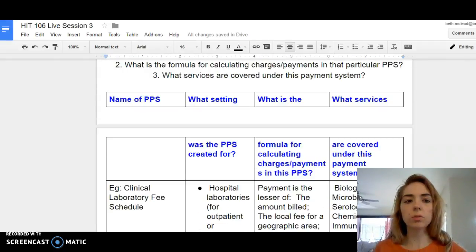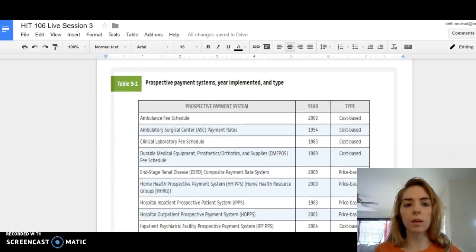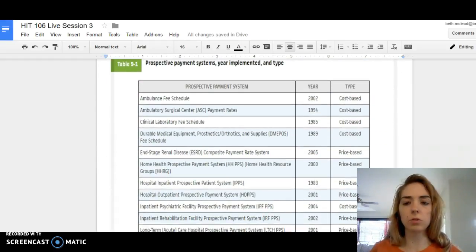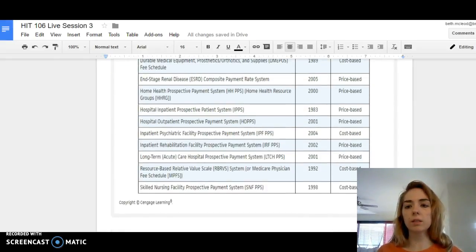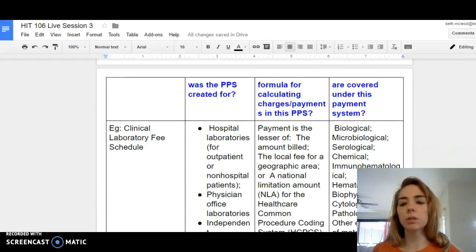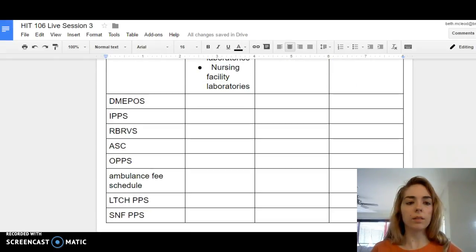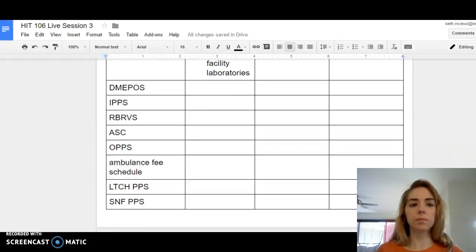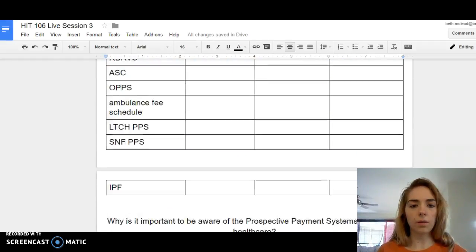So that's what I want you to do. You find these 4 things for the prospective payment system that you choose to do research on. And you can send me an inbox message, a Canvas inbox message, an email, any of those, or you can post this in the class chatter area to get your points. Just let me know if you post that there. And these are all the ones you can choose from, or any of these listed up here too. Okay.